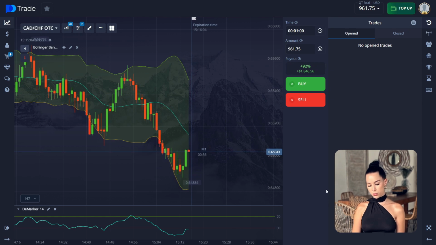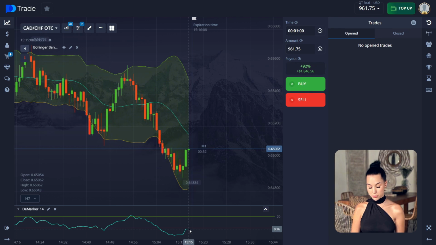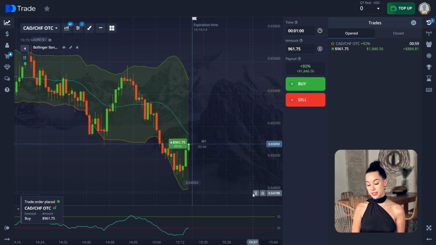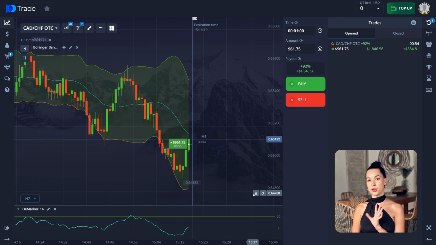Okay, so we just wait on this chart for a little bit, because again, it's a pretty good upward trend here, and we're gonna open here a buy trade for 1 minute for almost $961. And while we're waiting for our trade to close, I will also tell you a little bit more about Bollinger Bands.